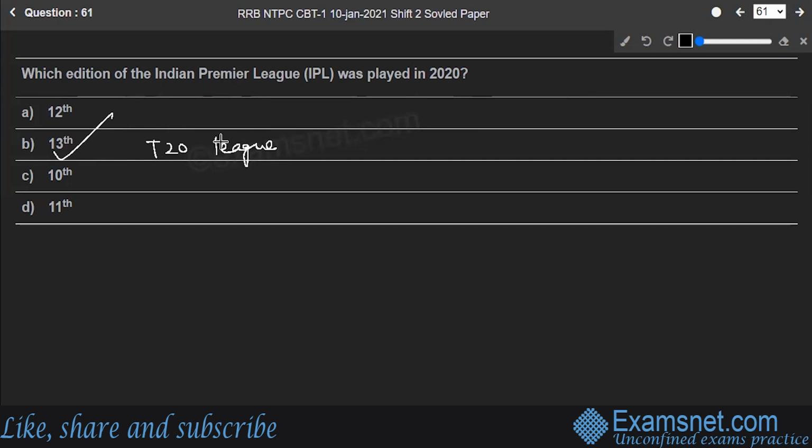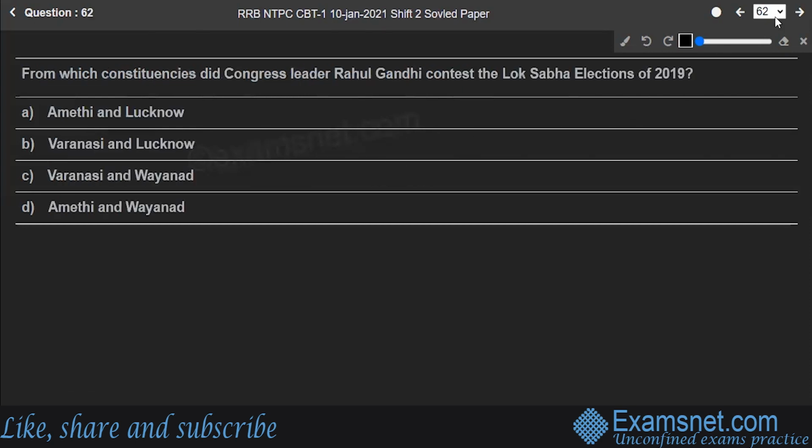IPL has been a great platform for young talent to showcase their skills and rub shoulders with the best players in the world. Mumbai Indians won the Indian Premier League 2020, for your information. So we have option B as the correct answer to this question. Next is question number 62.